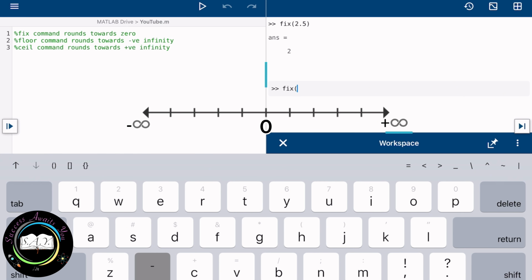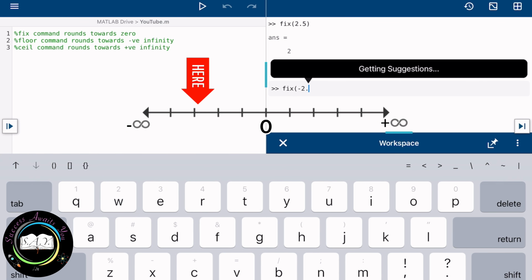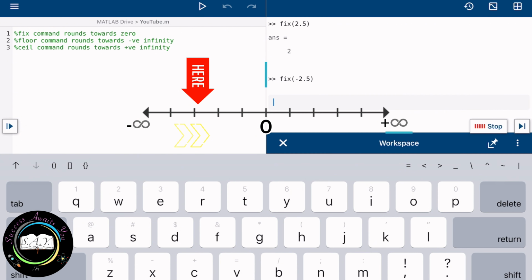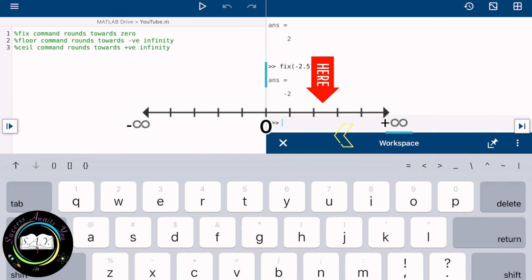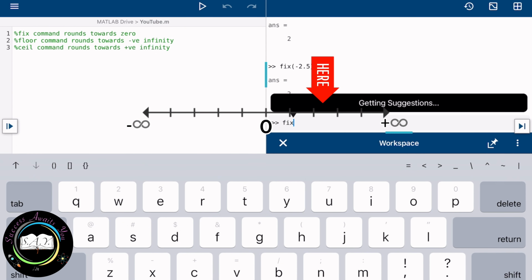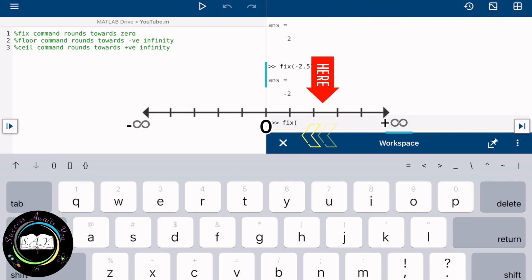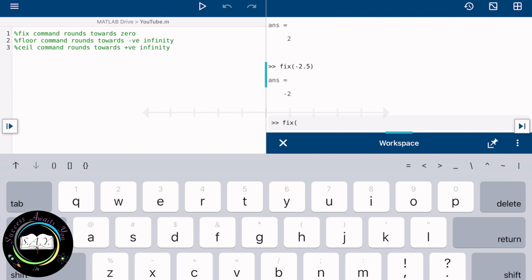So a number that lies in the negative region will be rounded towards 0. That means left to right. While if the number lies in the positive region, it will be rounded towards 0 by moving right to left. As you can see here in the examples, 2.5 was rounded to 2.